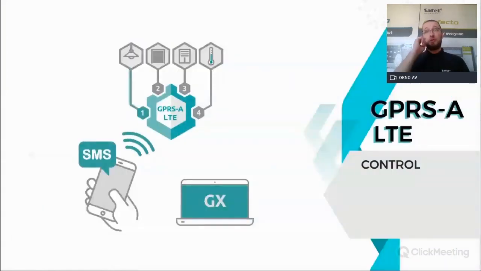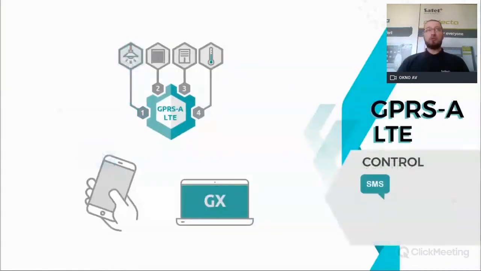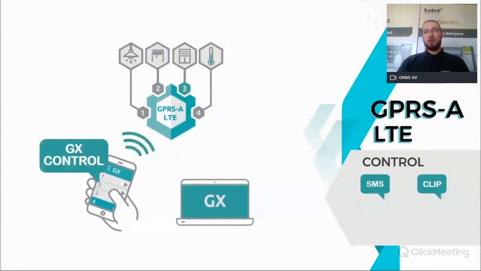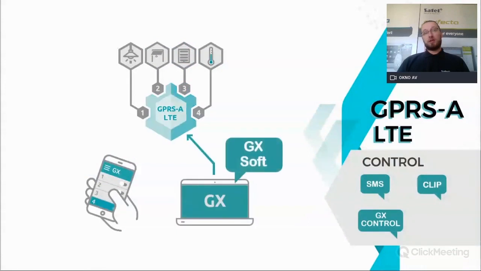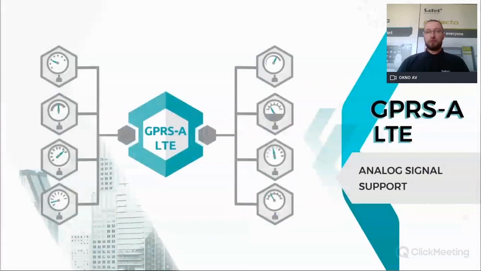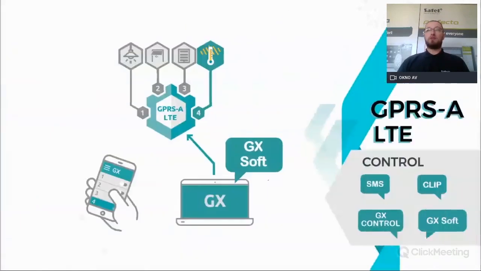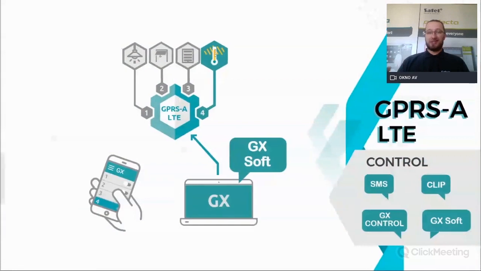About the control, you can control the module, so its outputs, by using SMS, clip, or from the GX Control. So you have three possibilities. Okay, GX Soft also. But in general, for most users, this will be SMS, clip, and GX Control. GX Soft is more for the installer.